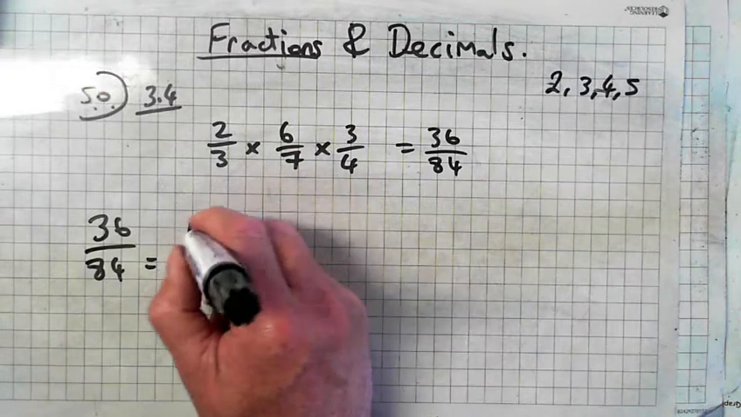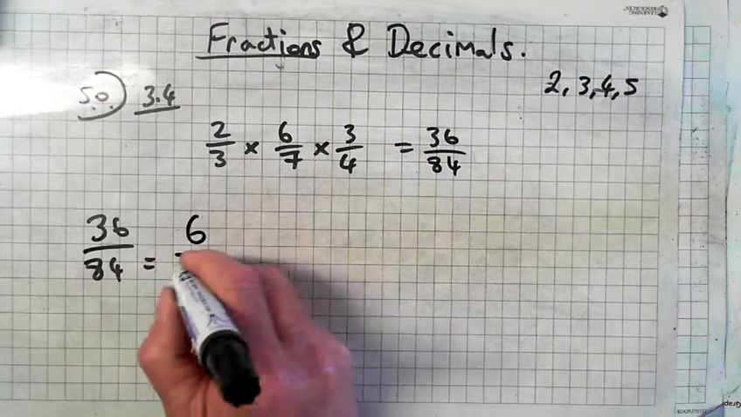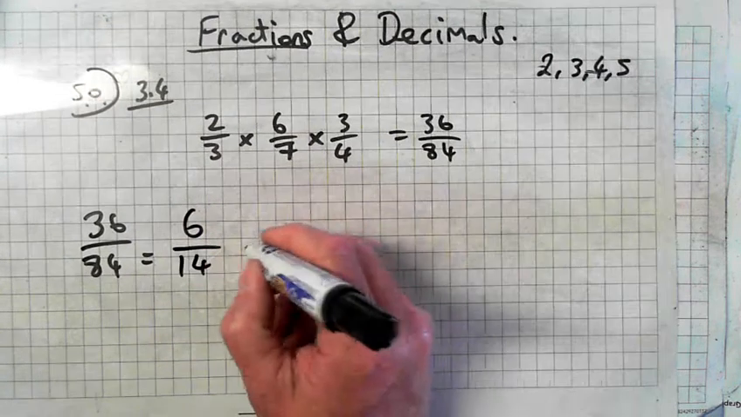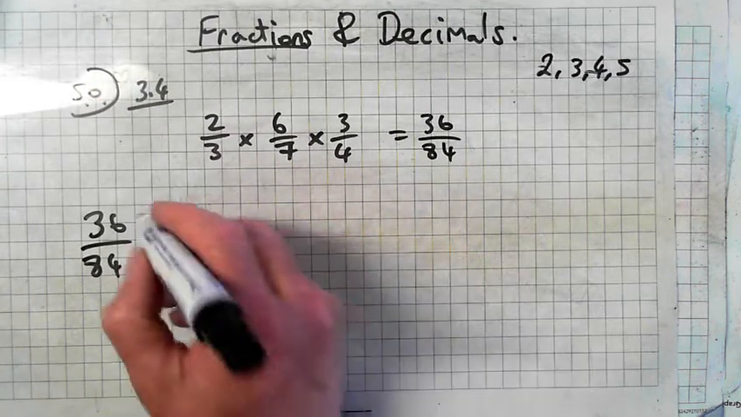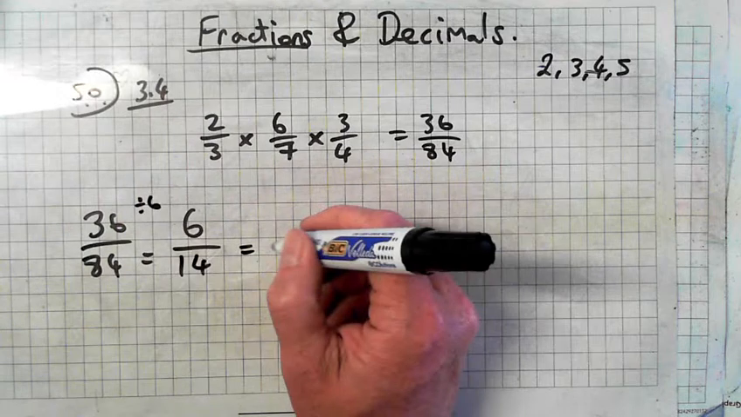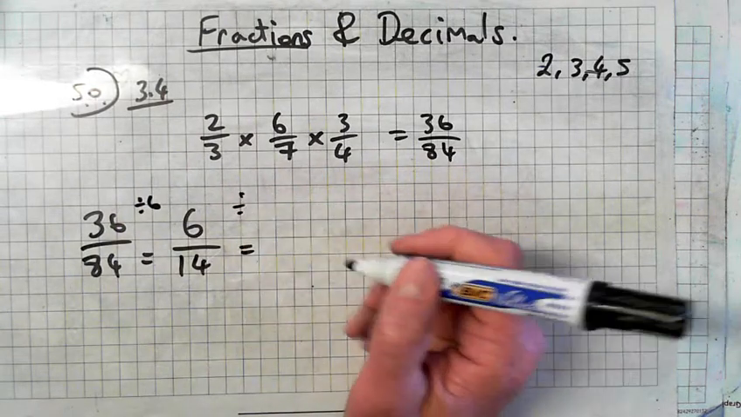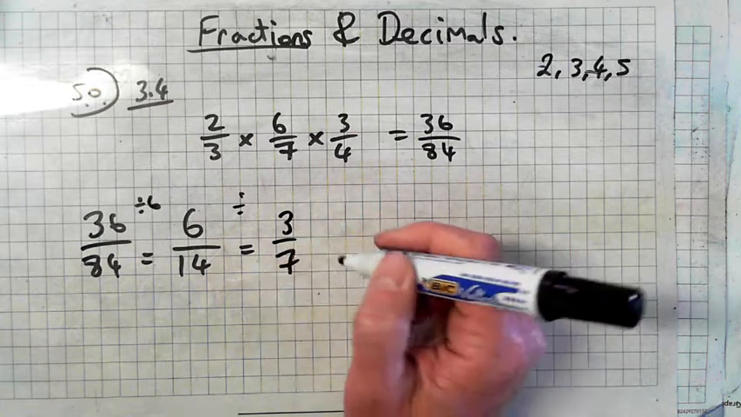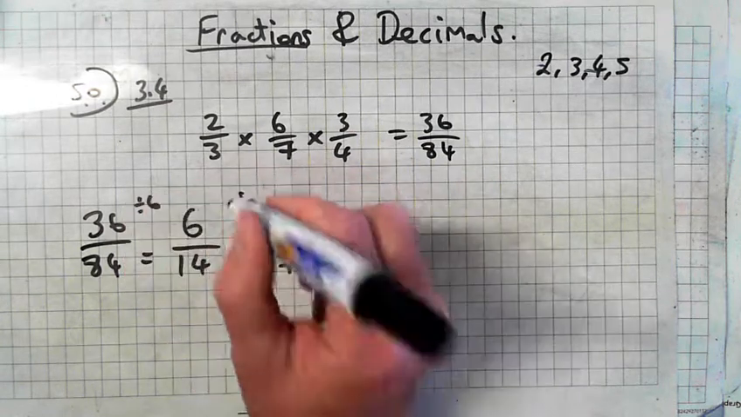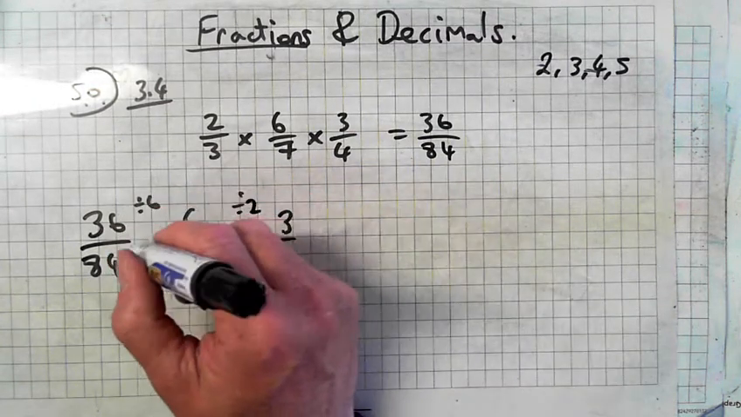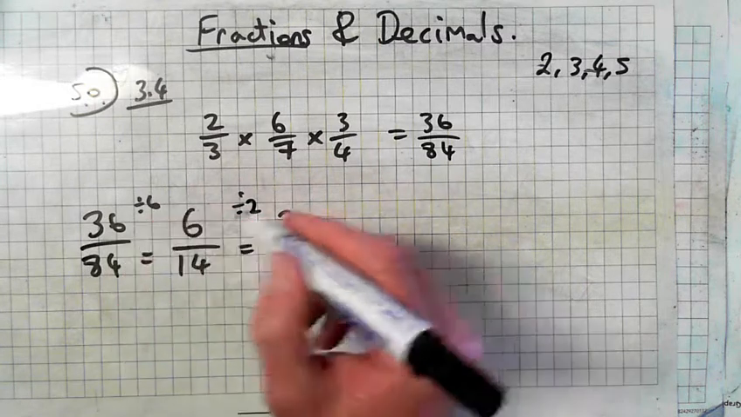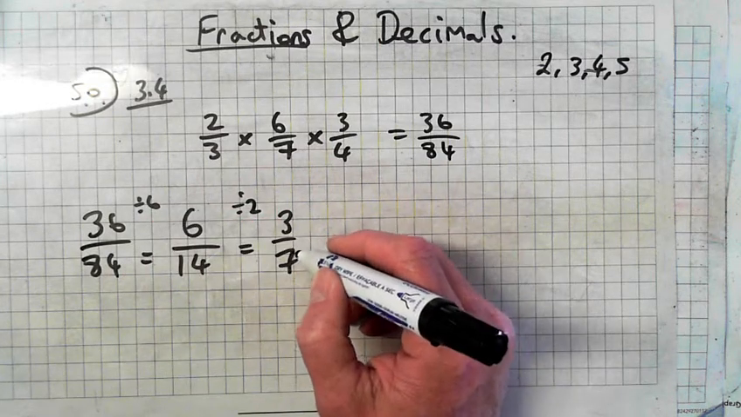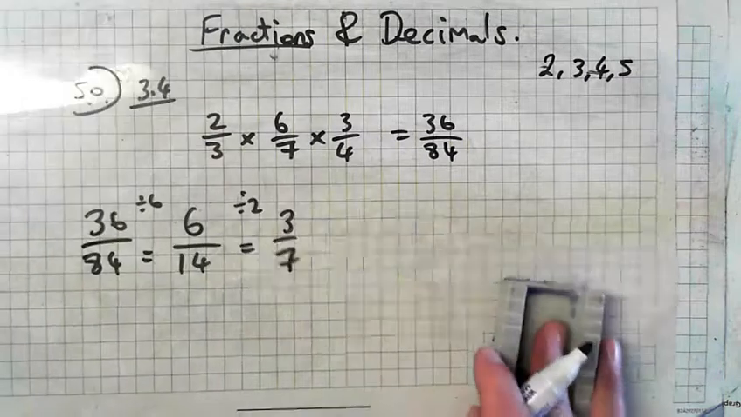So if we did 6 anyway, you divide by 6, 1 and 4, and what will divide in again? 2 will divide in, won't it? So I divided by 2, 3/7. So I divided by 6, I divided by 2. So as you said, we could just divide by 12 above and below to simplify it to 3/7. Is that okay?